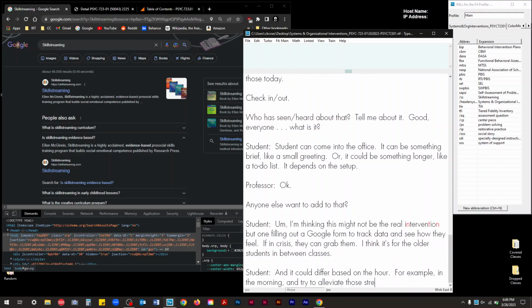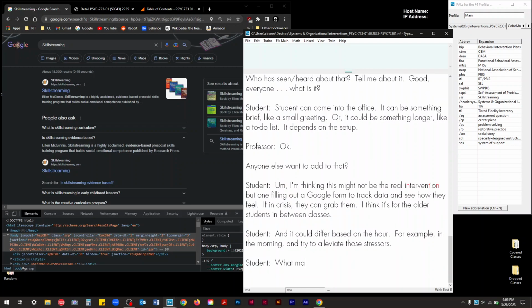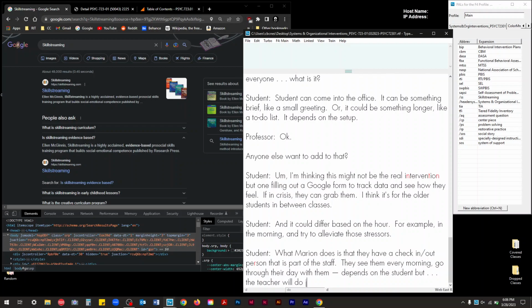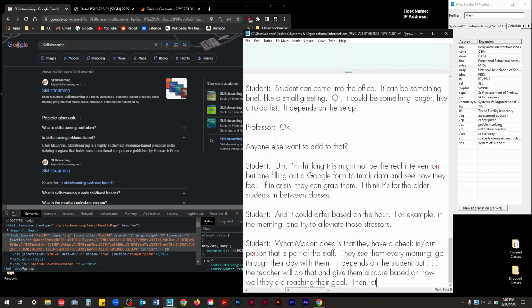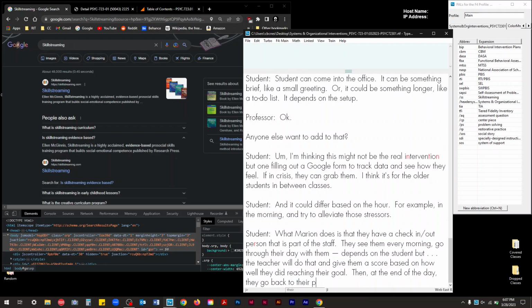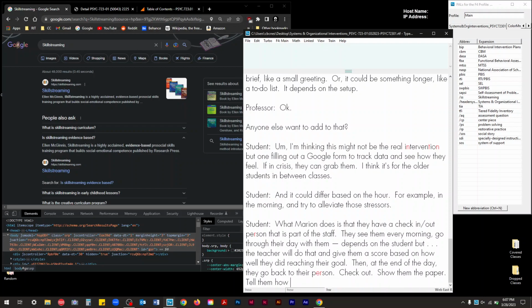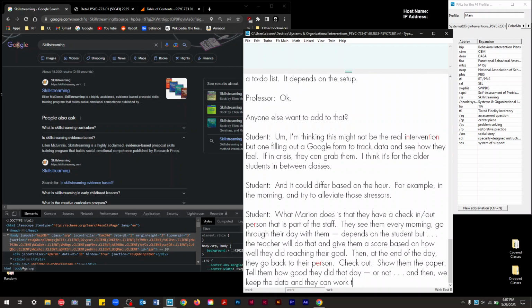What Larian does is every kid who gets check in and check out has a designated staff member in the building, and it's not one of their everyday teachers. So it could be the nurse, or a fourth grade teacher for a sixth grader. They go see them every morning, they check in, they get their sheet, and they go through each of their class periods, depending on the student's grade and everything. For each part of their day, the teacher gives them a score for how well they did reaching their goals. Then at the end of the day, they go back to their person and check out and show them their paper, tell them how well they did that day. And then we keep the data and they can work towards getting whatever reward they have.